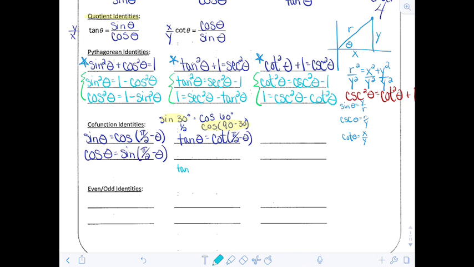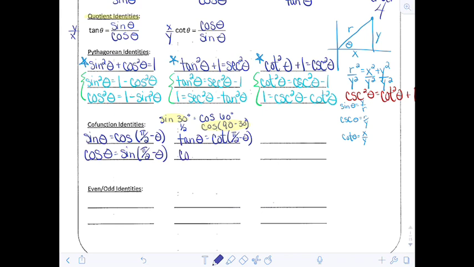If I know that the tangent of 30 degrees is equal to the cotangent of 90 minus 30, let's check that out. The tangent of 30 is root 3 over 3, and if you go to your unit circle and you put the x over the y, you're going to see that the cotangent of 60 is also root 3 over 3. So you can verify all of these identities by using your unit circle, plugging in some values, and checking those out.